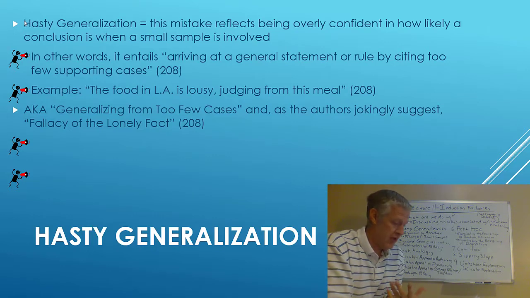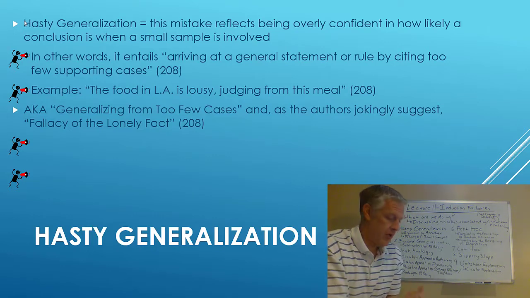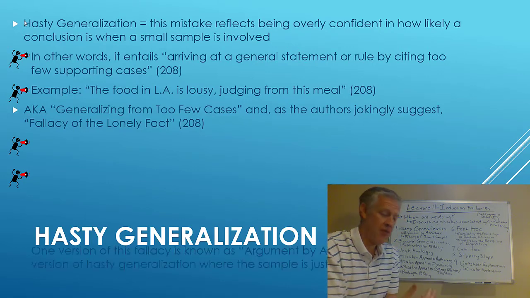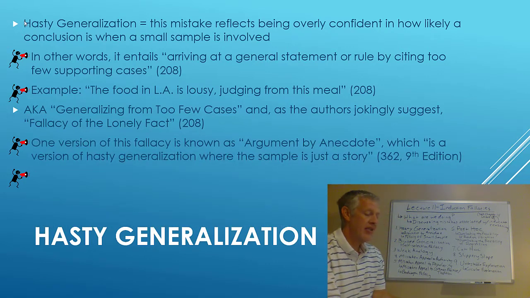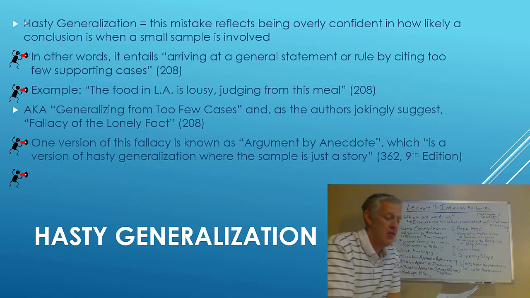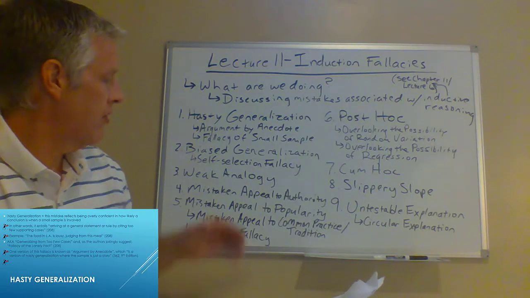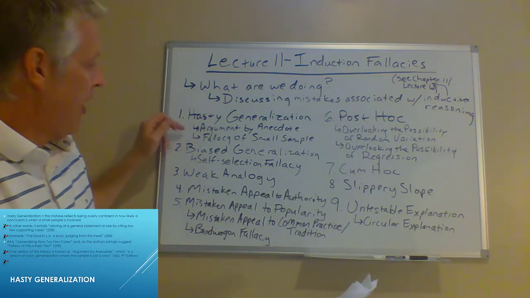Another version of this fallacy, and another way we can refer to the hasty generalization, is argument by anecdote. In this kind of version, what's going on is, quote, it's a version of hasty generalization where the sample is just a story. That comes from page 362 of the 9th edition. So that's argument by anecdote.